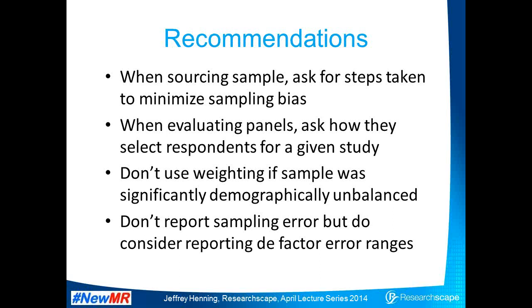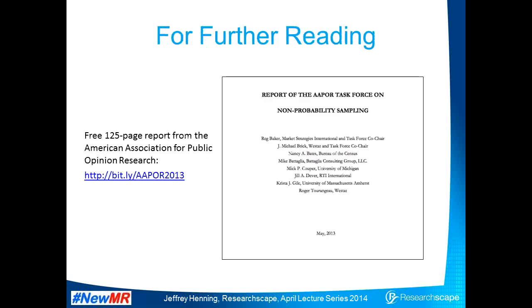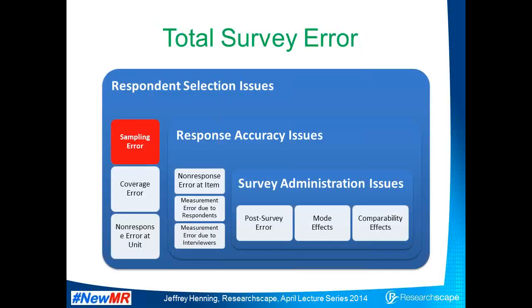While you can't report margin of error from a sampling frame, think about de facto error ranges. Make sure you have a conversation about the quality and accuracy of the data. There's a lot more that I could talk about on this, and I look forward to your questions. I do encourage you to read the report that Reg Baker chaired, which was an AAPOR task force on non-probability sampling, which went into a lot more detail on these techniques. So bit.ly/AAPOR2013 has this report, and I look forward to your questions.